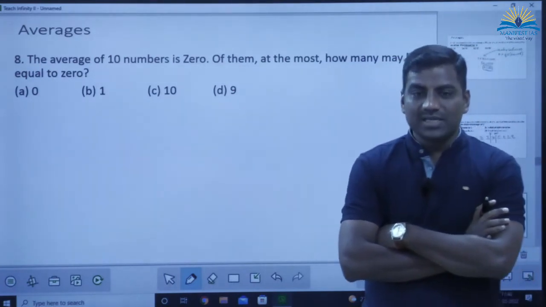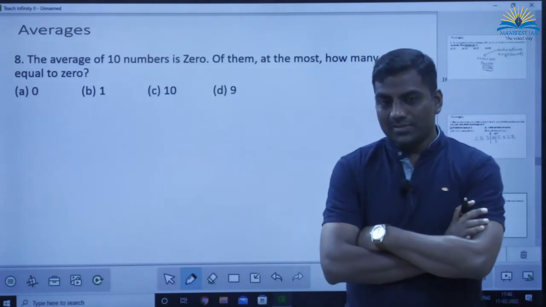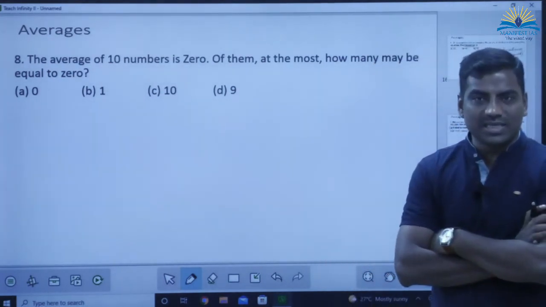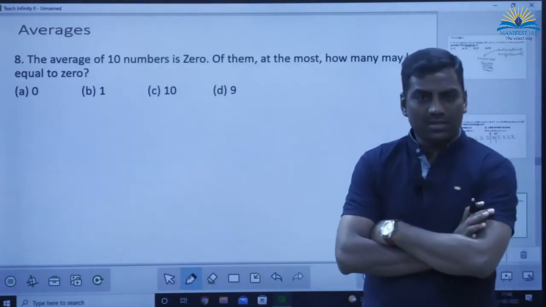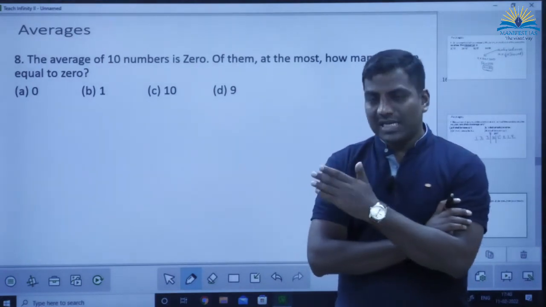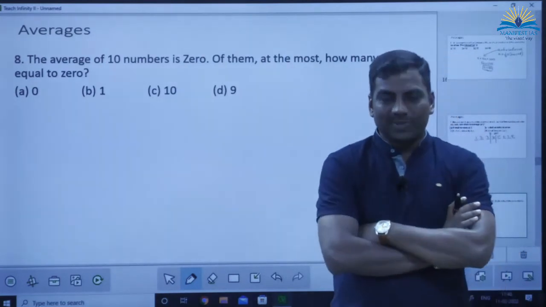One way of imagination is all of them are zeros. Is it valid? Because they have not mentioned anything with respect to natural numbers, whole numbers, nothing. They have just told average of 10 numbers. 0 is also a number. We can have 10 zeros? Yes. That is what is required here. But we'll explore other aspects of this question.